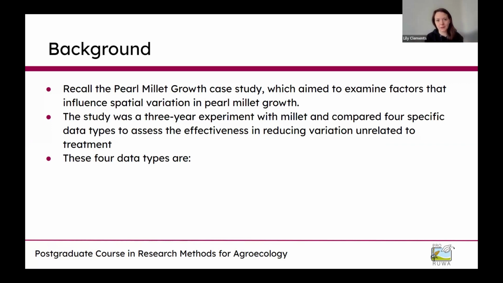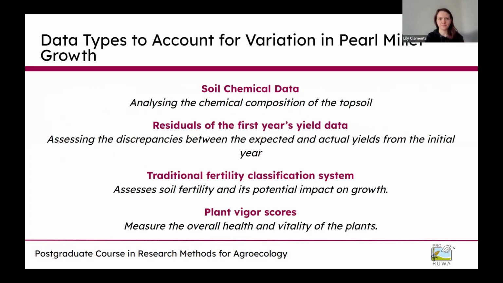It was a 3-year experiment, and it compared 4 specific data types to assess the effectiveness in reducing variation unrelated to treatment. There are 4 data types that are looked at in this experiment. The first one is soil chemical data. This is where they analyze the chemical composition of the topsoil. You don't need to worry too much about these specifics. This is just as a general example of this case study. The first is the chemical data, the soil chemical data.